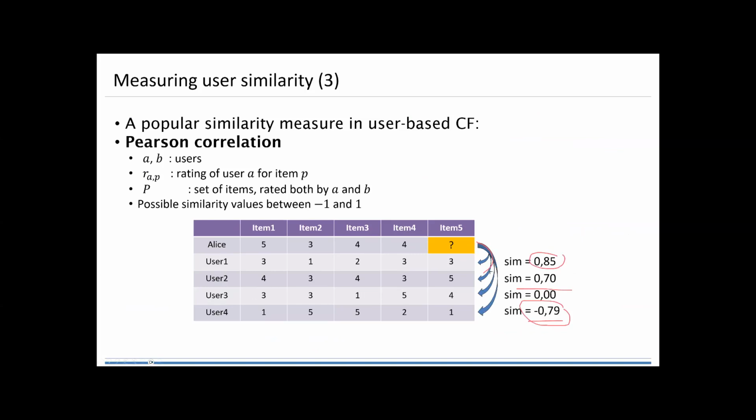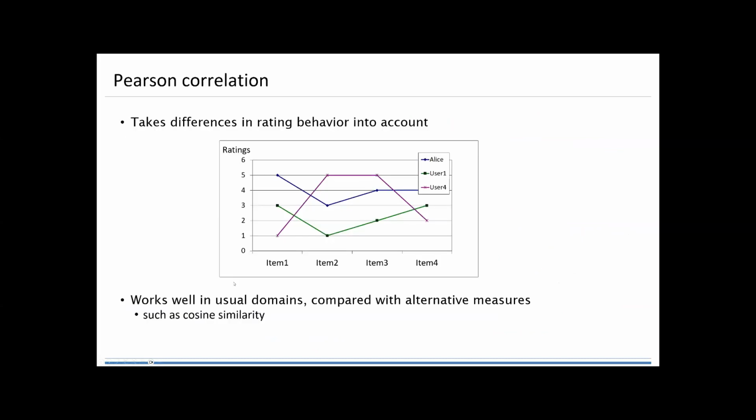That's why we can say that, okay, we can try to predict this value based on the information from the user 1 or maybe user 2. So if we want to select only one, we can select user 1. If we want to select multiple users, we can select user 1 and user 2.